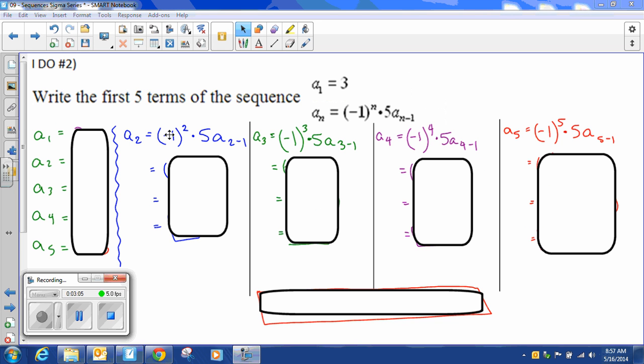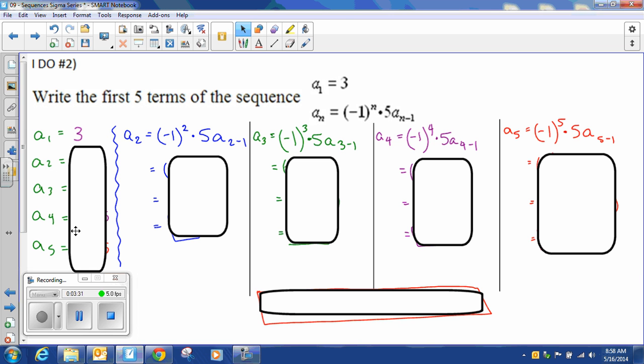Example 2. Write the first 5 terms of the sequence. A sub 1 equals 3. A sub n equals negative 1 to the nth power times 5 times a sub n minus 1. So there's a little bit more here with the negative 1 to the power of n. The starting value they gave us was 3. A sub 1 is 3. We need to find the next 4.